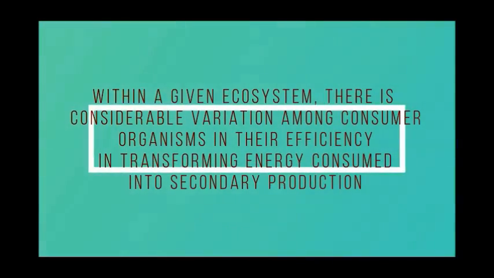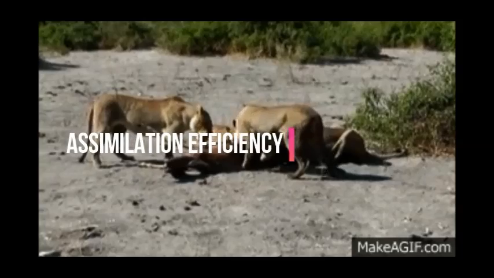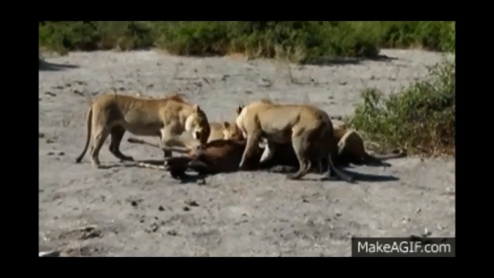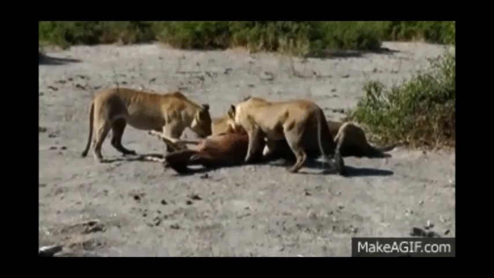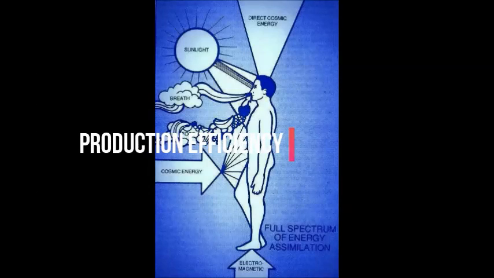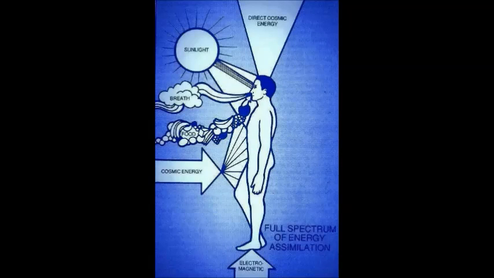Within a given ecosystem, there is considerable variation among consumer organisms in their efficiency in transforming energy consumed into secondary production. Assimilation efficiency is a measure of the efficiency with which the consumer extracts energy from food. Production efficiency is a measure of how efficiently the consumer incorporates assimilated energy into secondary production.